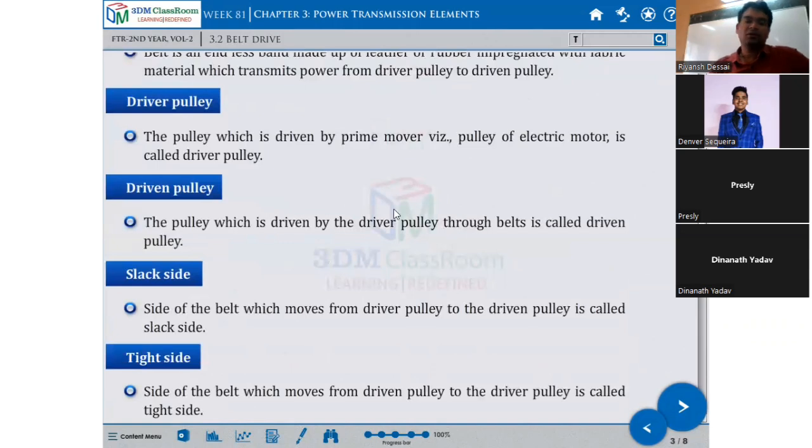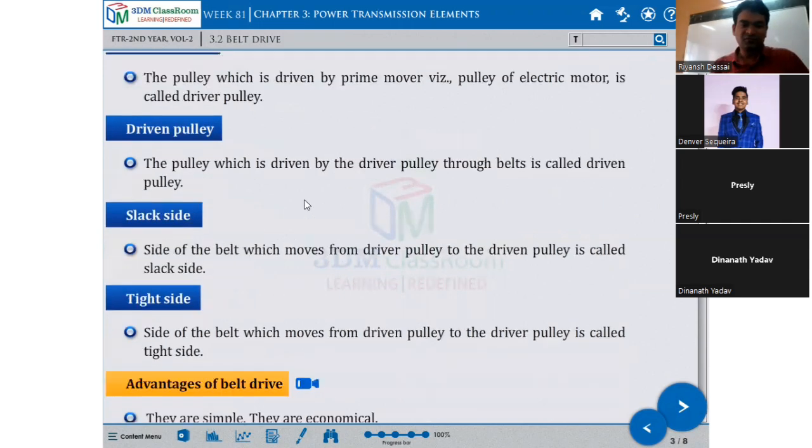What is the driver pulley? The pulley which is driven by the electric motor is called the driver. The pulley which is driven by the driver pulley through the belt is called the driven pulley. The slack side of the belt is the side which moves from the driver pulley to the driven pulley. The tight side of the belt is the side which moves from the driven pulley to the driver pulley.